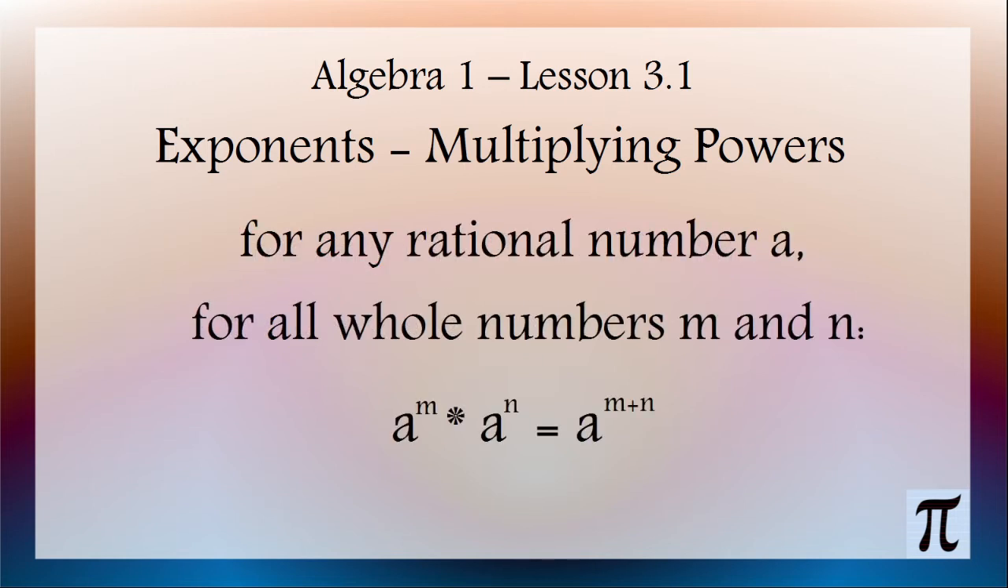So for any rational number a, for all whole numbers m and n, a to the m times a to the n equals a to the m plus n. When you have a common base and different exponents, you can just add them when you multiply.